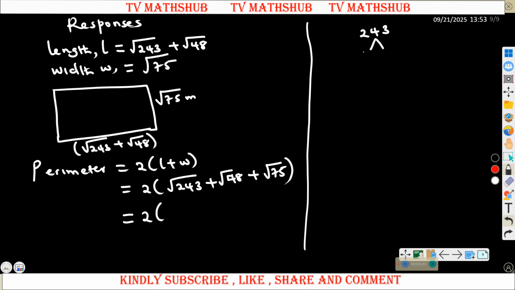So you can divide by 3. When you get 243 divided by 3, you will get 81. When you divide again by 3, you will get 27. When you divide again by 3, you will get 9. By 3 again, you will get 3. And by 3 again, this will be 1. So that is basically what we are having.